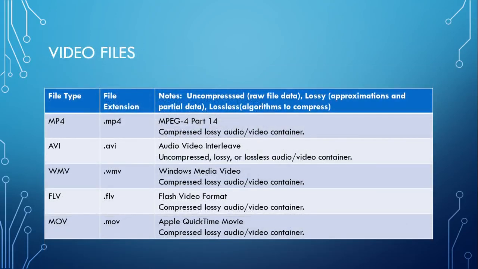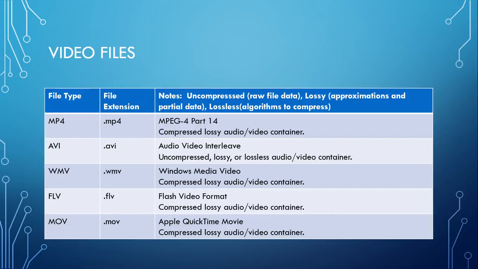All right, let's just look at a couple quick video files. You have MP4 or MPEG-4 Part 14, which is a compressed lossy audio video container. And the reason why I'm saying container is because a lot of times inside some of these, you'll have audio files and video files, and when you run the MP4, it's calling those up inside the container. You have AVIs, which is Audio Video Interleave. This is an uncompressed or lossless audio video container.